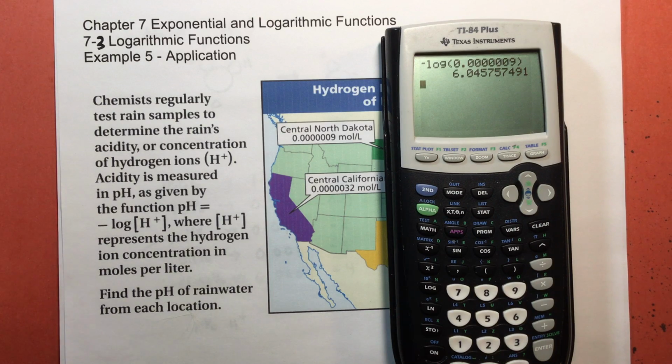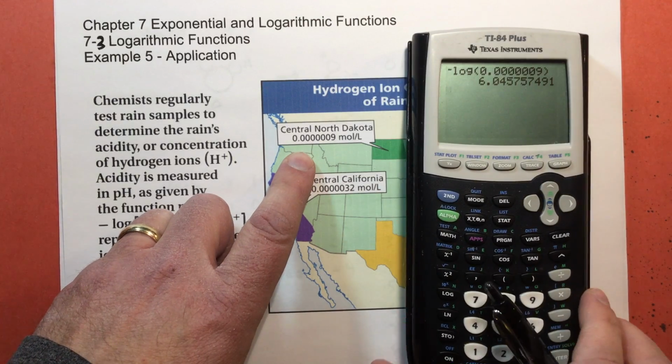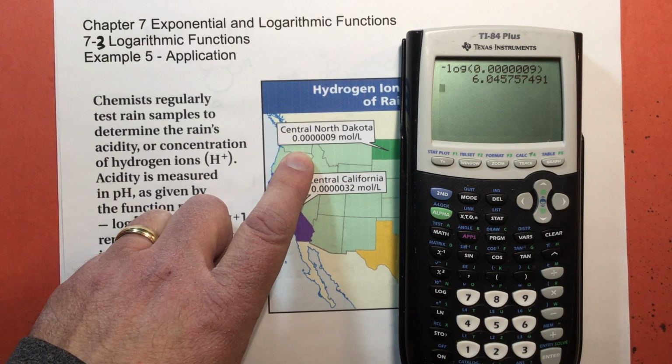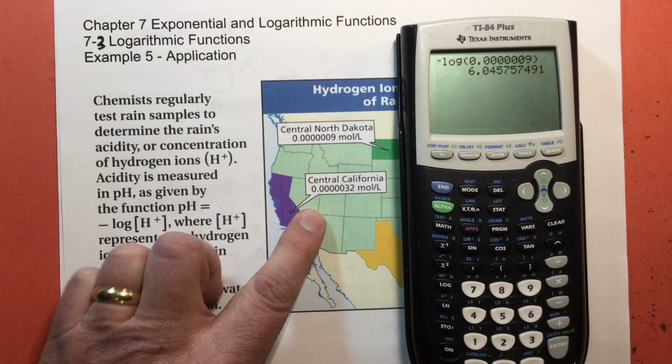And if you remember from our scale, numbers less than 7 are acidic. The lower the pH number is, the more acidic it is, because it's giving the concentration of hydrogen ions. 7 would be, like I said, neutral water. So it looks like the rain sample that they have here is slightly acidic. 6 is just a little bit less than 7. Okay, let's try Central California.